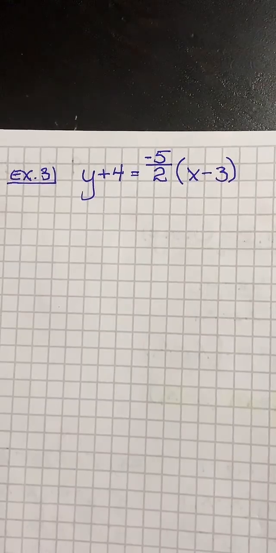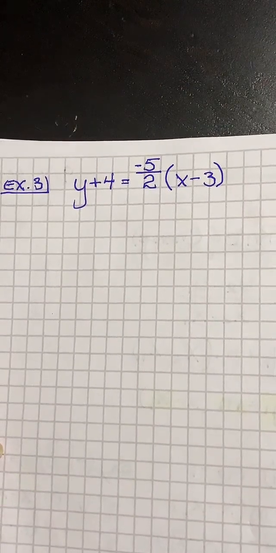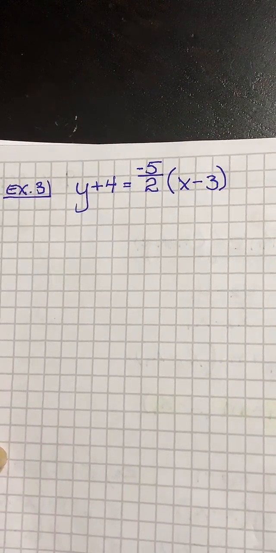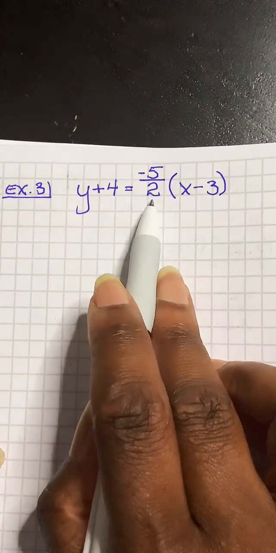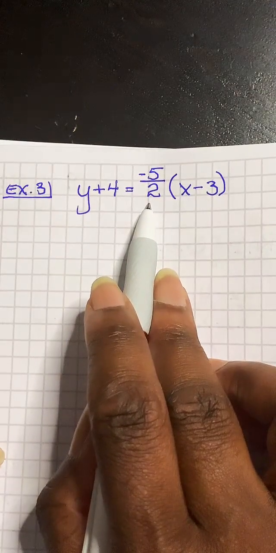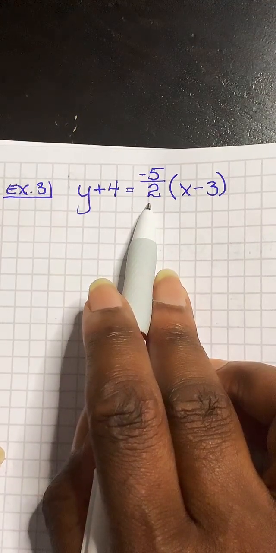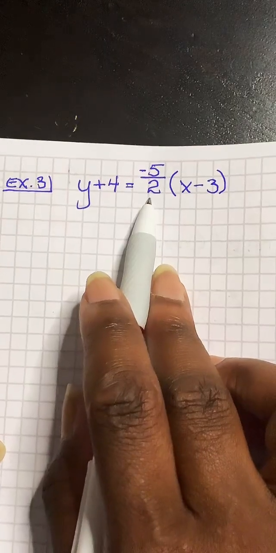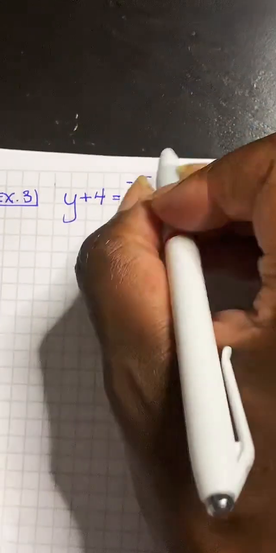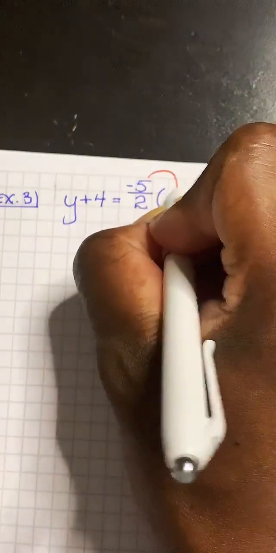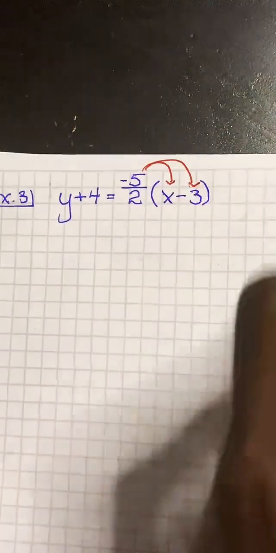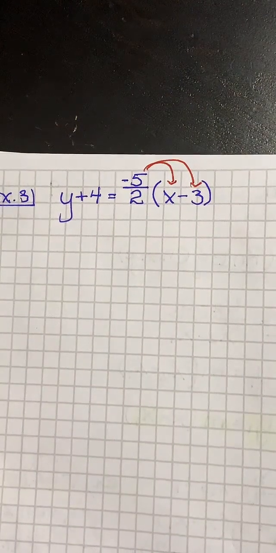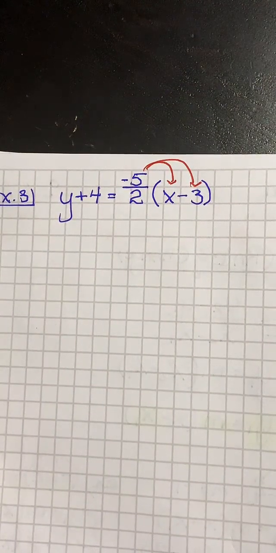Let's take a gander. The first thing we want to do is not panic because we see a fraction. If you remember, this is supposed to represent our slope, and slopes are naturally fractions. So we can breathe. It's going to be all right. The first thing we do is distribute. We're going to distribute that negative 5/2 to everything inside of the parentheses.